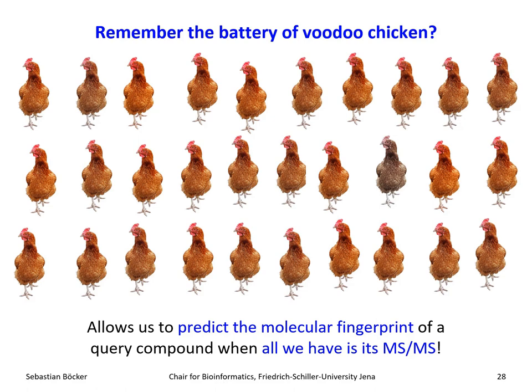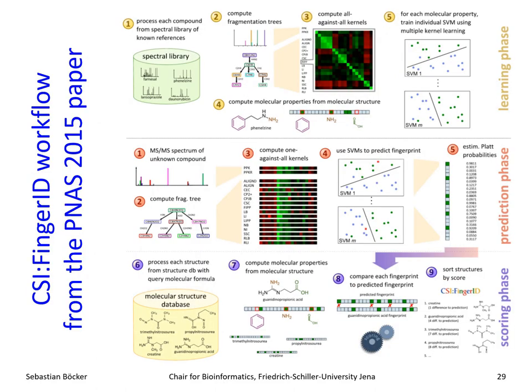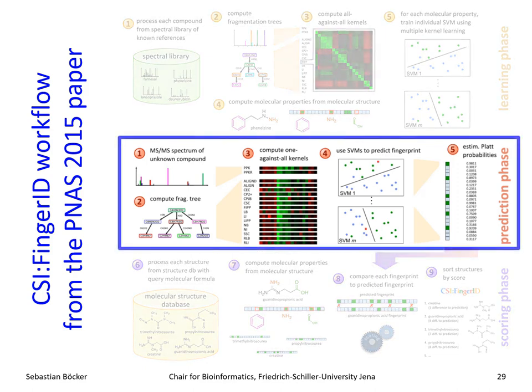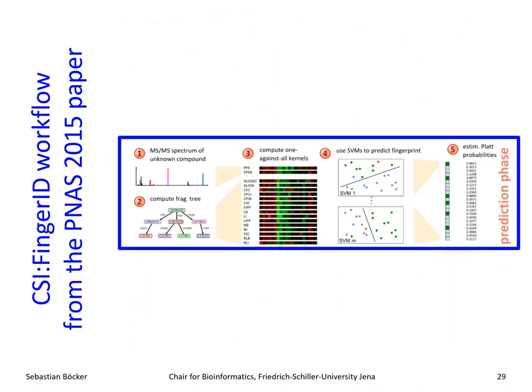In other terms, we have the CSI:FingerID workflow, which is now taken from the PNAS paper. This is now the complete workflow, and there is the training up here. We don't need that because we simply use the training that CSI:FingerID has already done. We just steal the prediction part and we discard the scoring phase, which actually searches in a molecular structure database. All of that can go. All that we need here is the middle part, which is the battery of voodoo chicken, but now in machine learning terms, it's multiple kernel learning and then a battery of support vector machines.